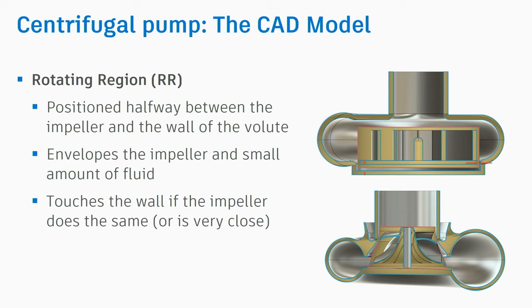Sometimes you have a case where the impeller touches the wall of the volute, like in here. No problem. The rotating region does the same. Even if you have a very small gap between the impeller and the wall, you should close the gap, and the rotating region should also touch the wall of the volute.